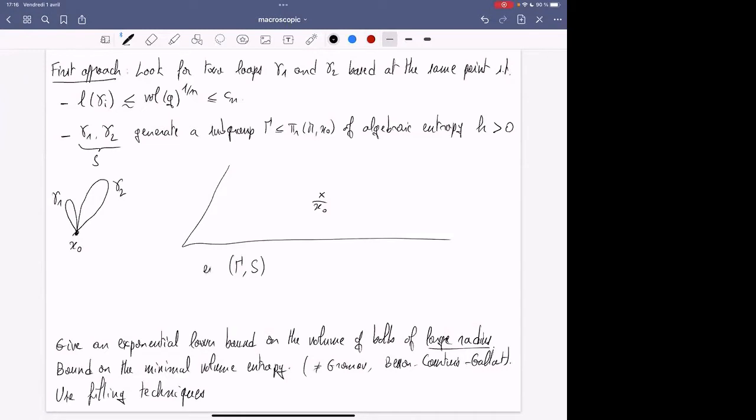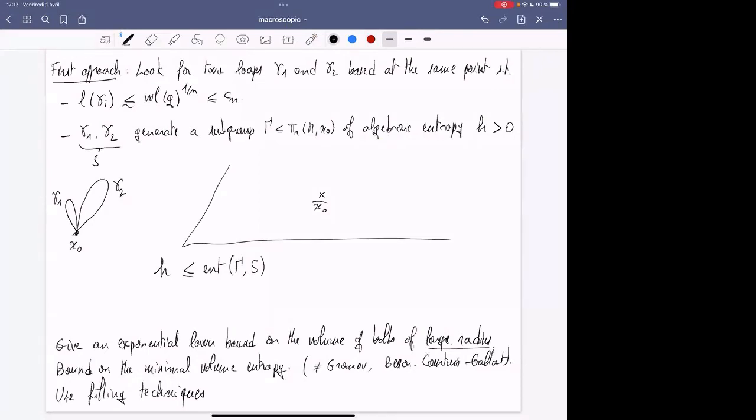And you call that the entropy of your group with respect to the word metric generated by the set S. Of course, it depends on your generating set. But then you take the infimum over all generating sets, and that's how you define the algebraic entropy. So the algebraic entropy is just the infimum over all those generating sets of the entropies defined like that.